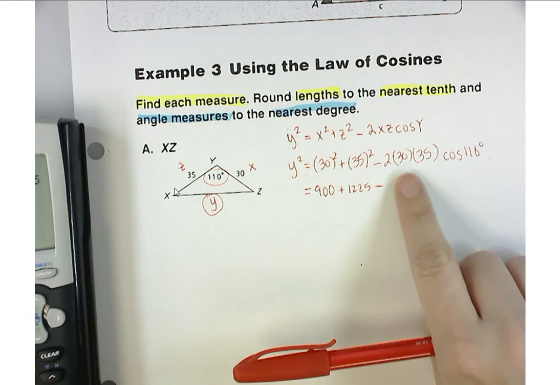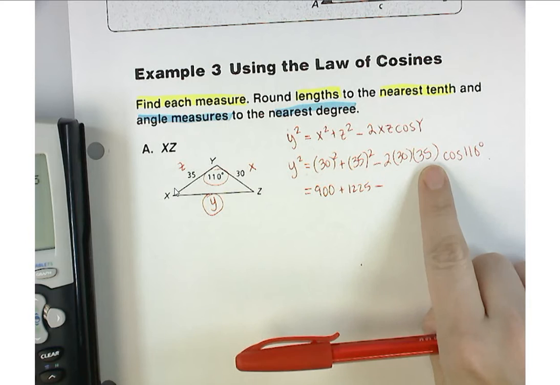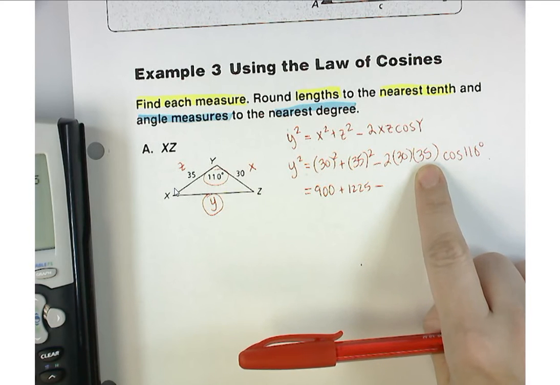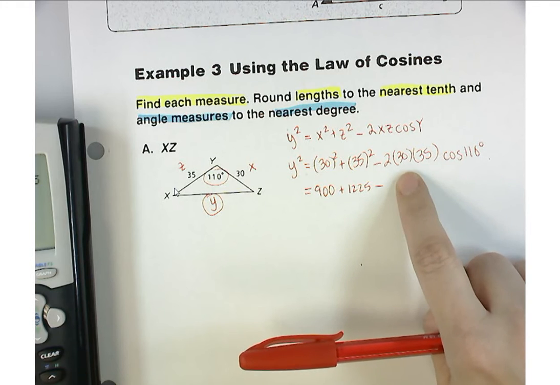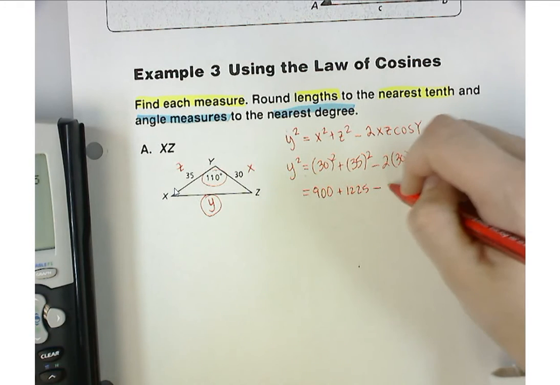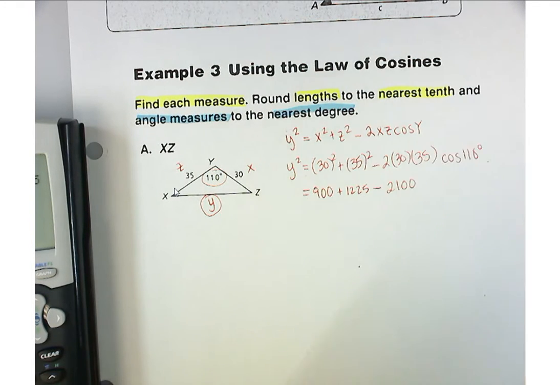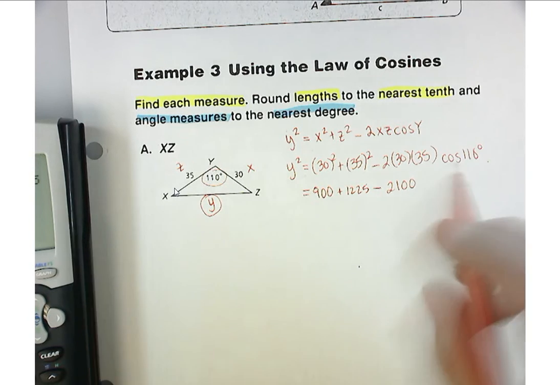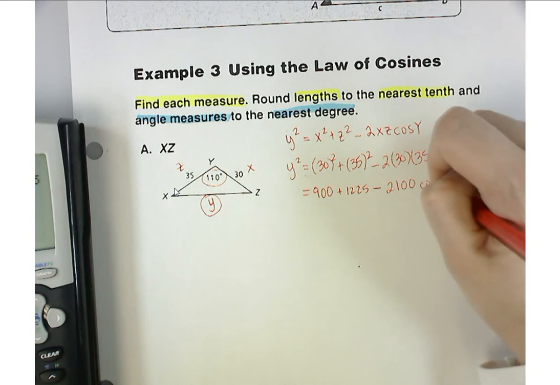Minus, and then I would do 2 times 35 first. What's 2 times 35? 70. So when you do 70 times 30, do 7 times 3, which is 21. So then it'll just be 2100 because you had 2 zeros. Okay, and that'll be the cosine of 110.